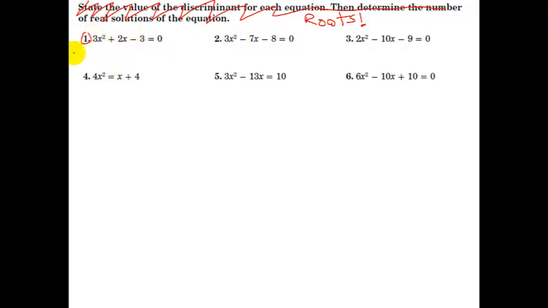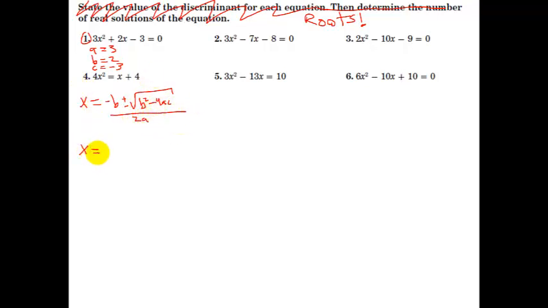So let's identify the a, b, and c. So a is going to equal what? The coefficient here is a 3. b is going to equal the coefficient here, which is a 2, and c is the coefficient here, which is a negative 3. Then we're going to write the equation. So here we're going to say the x roots is the opposite of b plus or minus the square root of b squared minus 4ac all over 2a. Okay, now we can plug in our numbers.